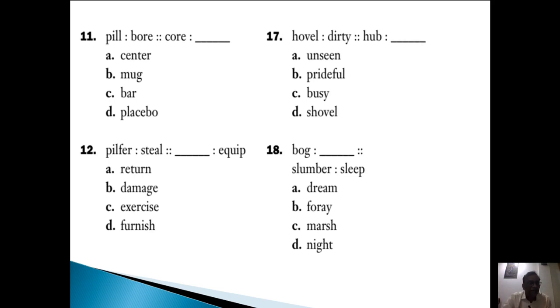Next one, peel equal to bore, and core equal to what? Here also we are having options. A peel is another word for a bore, and a core is another word for a cylinder. So the correct answer in question number 11 is option number A.